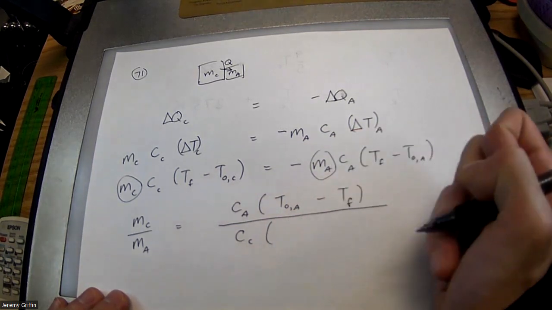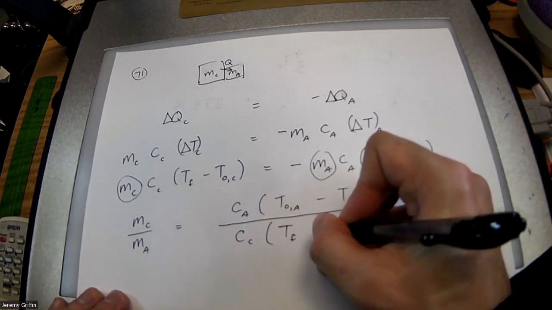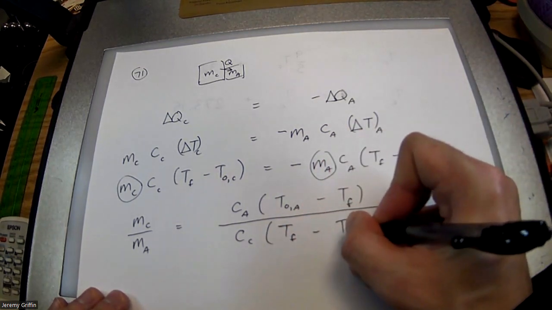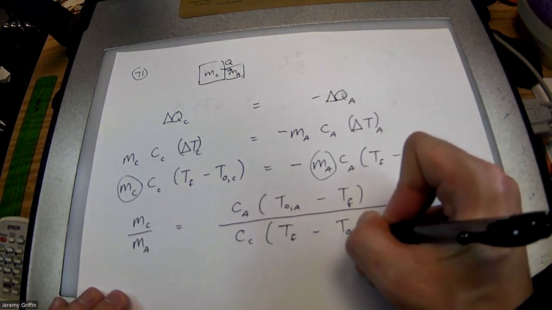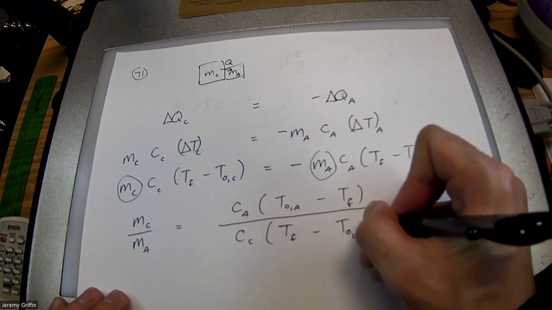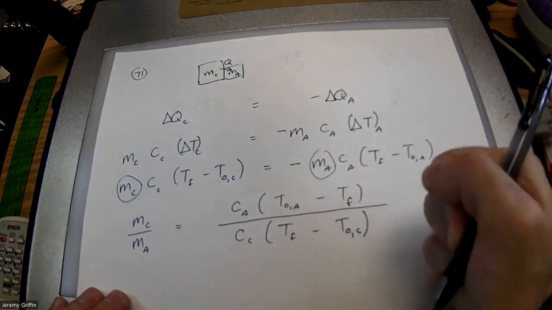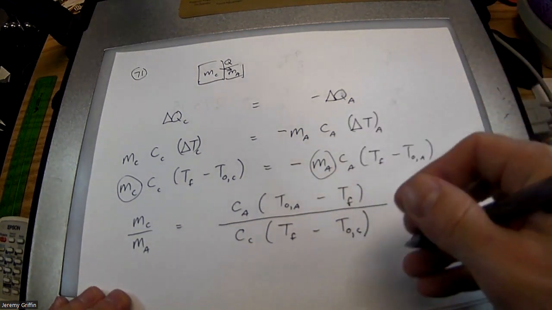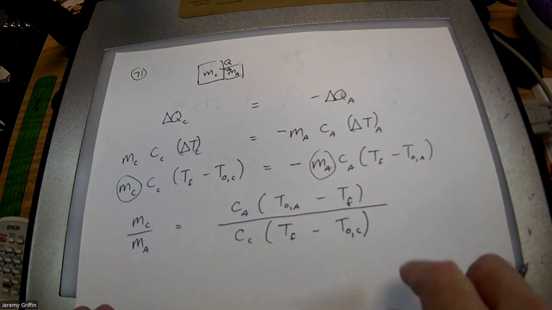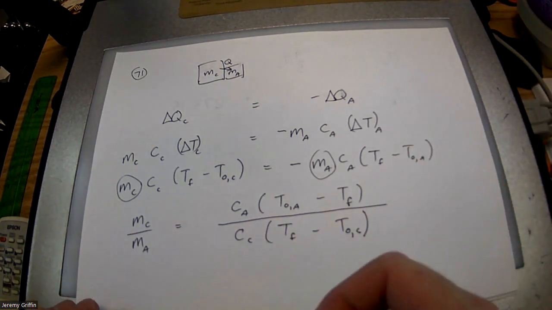Temperature final minus temperature initial of the copper. Oh, did I? Yeah, oops. I meant to do that the other way around. Well, this will still work. I just wanted positive numbers, but I'll have a negative divided by a negative. So oops, that's okay. It'll still work out.